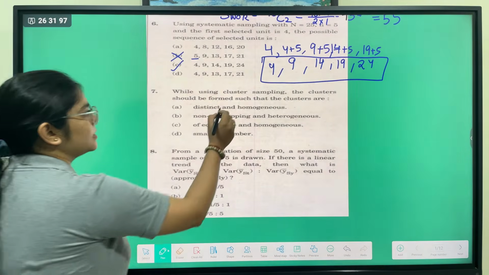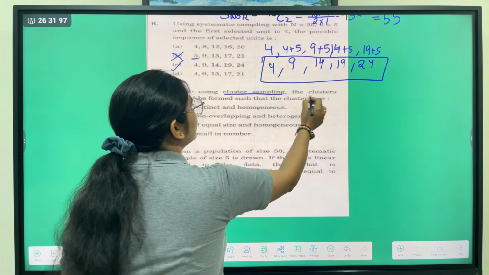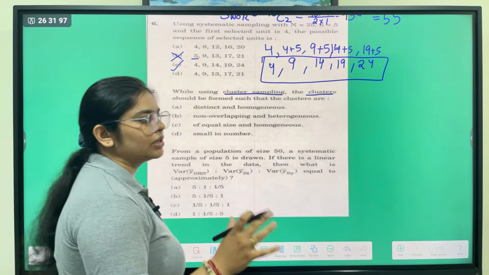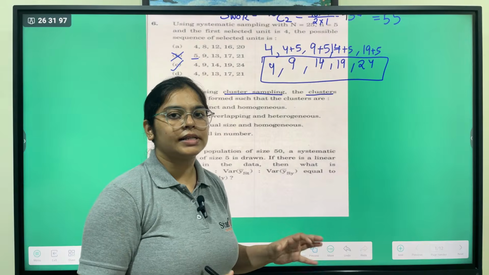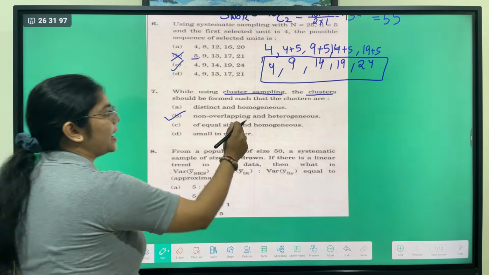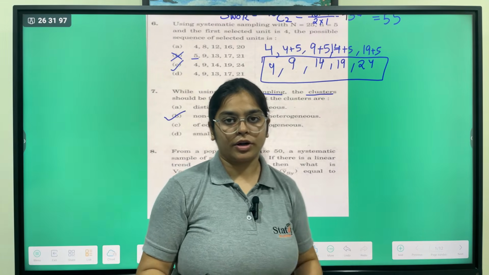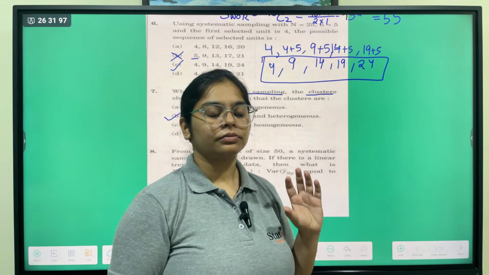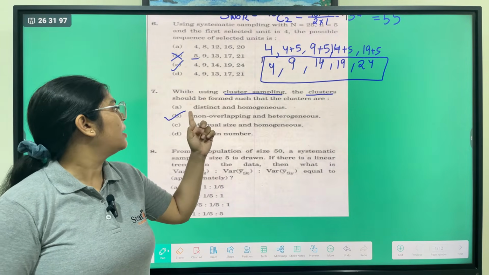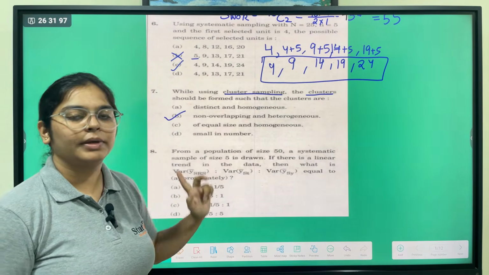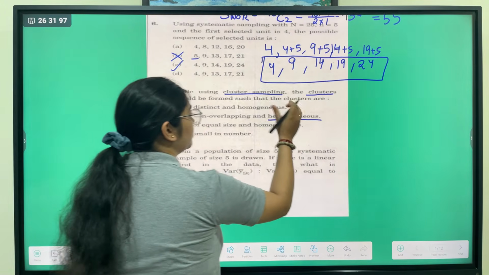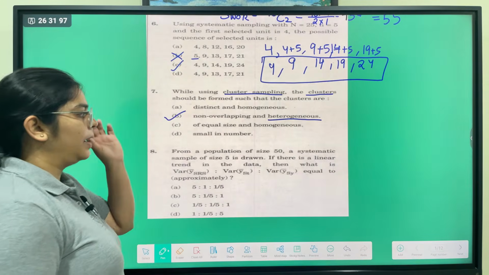So they have used cluster sampling and they have asked us what the nature of the clusters is. So every time when we use cluster sampling, the different clusters that are formed are always non-overlapping and heterogeneous in nature. Don't get it confused with strata. Strata are homogeneous in nature and are of equal size, but here clusters are non-overlapping and heterogeneous in nature. The only thing, heterogeneous, makes it different from the other three parts.